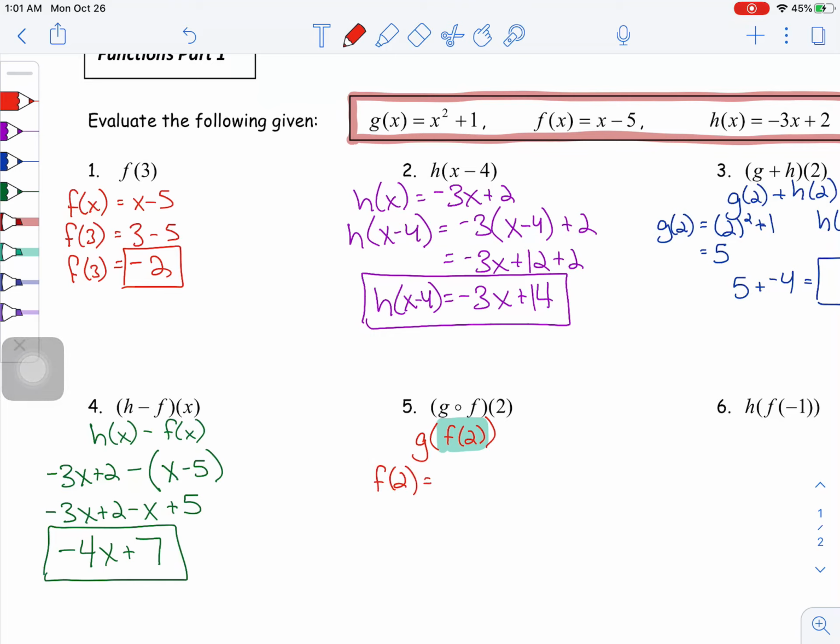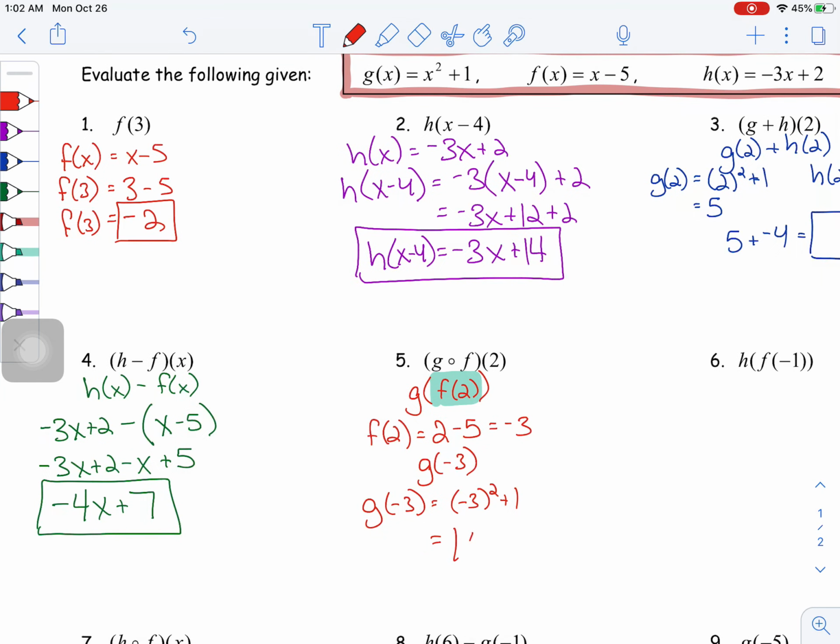So let's start with finding f of 2. So f of 2 is going to be 2 minus 5, so this turns into negative 3. So now instead of f of 2 here, I can replace this with negative 3, and what I'm really now trying to figure out is, well, what's g of negative 3? So g of negative 3 is going to be, in parentheses, negative 3 squared plus 1, so that would be 10.